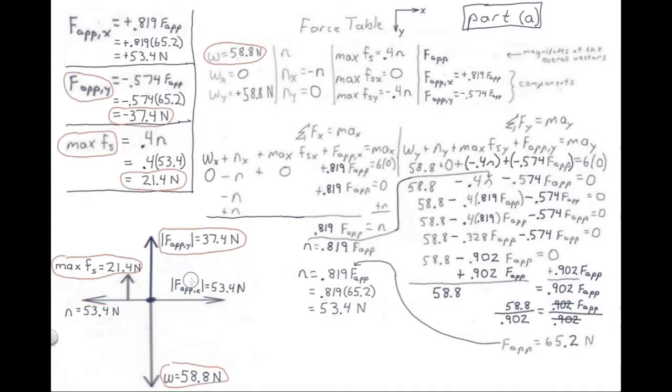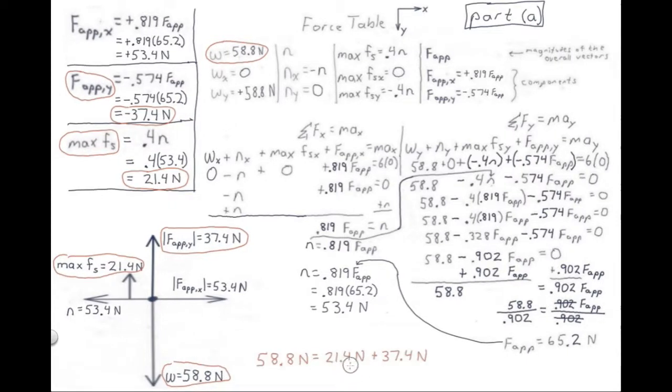Now let's ask whether our results for the y component make sense. The weight force is trying to make the box begin moving downward. But in our solution for part A, we assumed that the box would not begin to slide downward. So, F applied y and the maximum static friction force have to cooperate in order to cancel the weight force. So we expect that the magnitude of F applied y plus the magnitude of the maximum static friction force should equal the magnitude of the weight force. Well, 21.4 newtons plus 37.4 newtons does equal 58.8 newtons. So yes, our results for the forces for the y component do make sense.